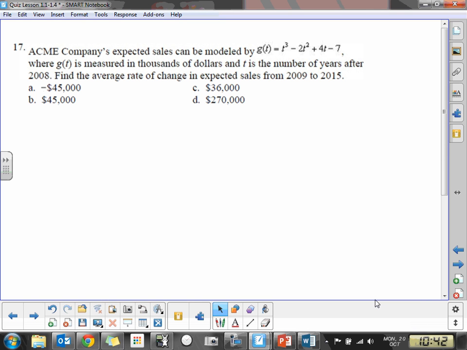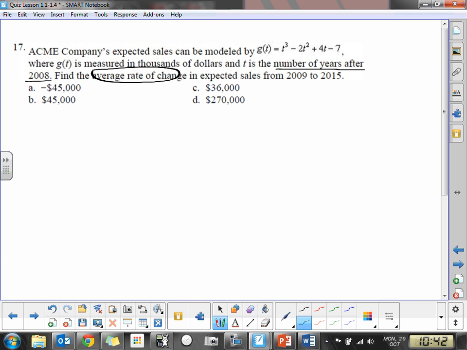Number 17 is very similar to number 16. We're going to find the average rate of change of a company's profits in dollars after the number of years of 2008. So Acme's company's expected sales can be modeled by the function G at T. G at T is measured in thousands of dollars, and T is the number of years after 2008. So you want to pay a little bit of attention to this. Number of years after 2008.